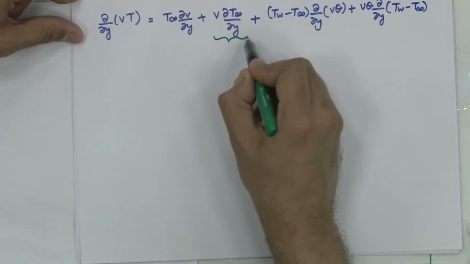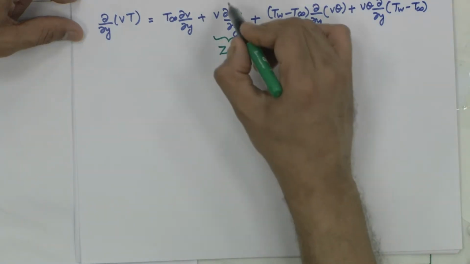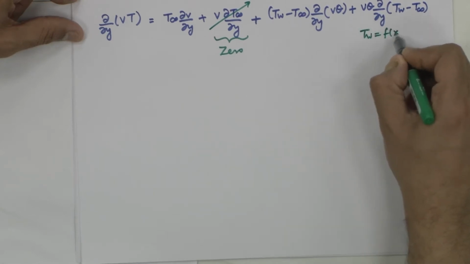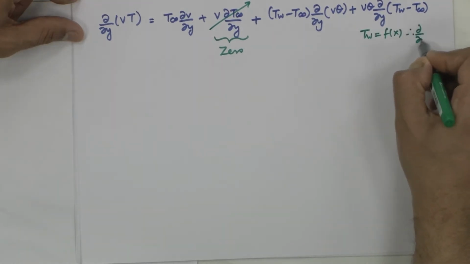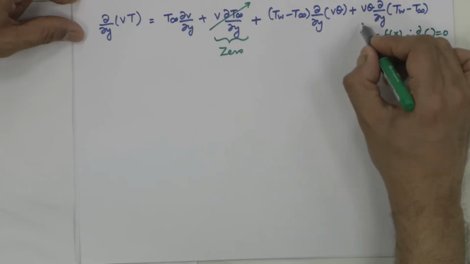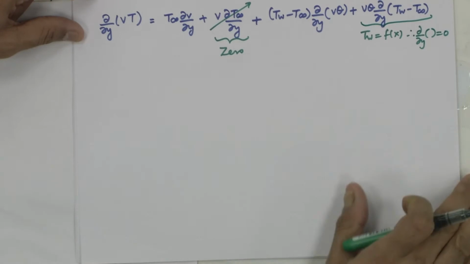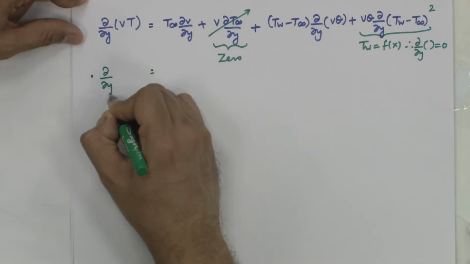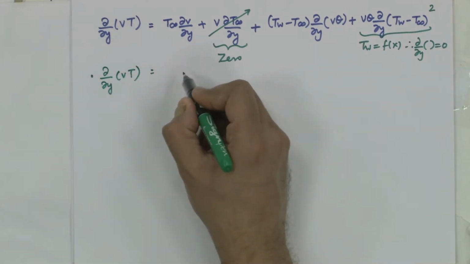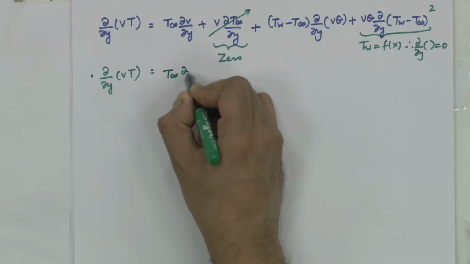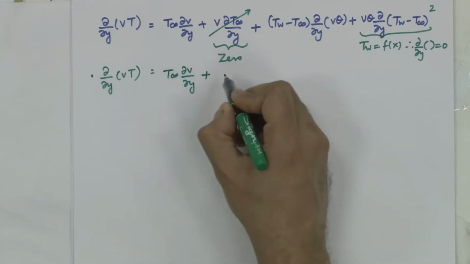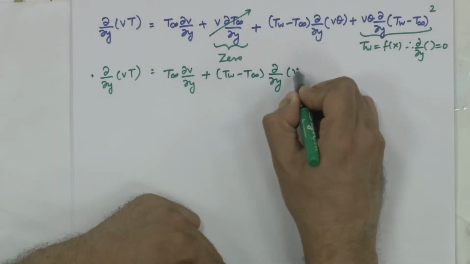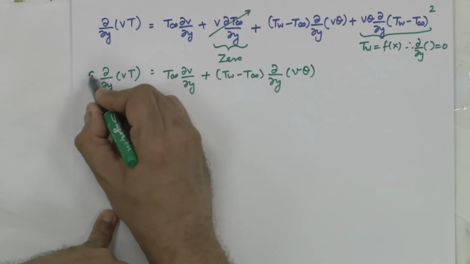Notice this is also 0 because T infinity is constant. This one, Tw is a function of x only, therefore, derivative with respect to y is 0. So, this term will drop off because Tw is only a function of x. So, I am left with the second term of the left hand side, d by dy of Vt is nothing but T infinity dV by dy plus Tw minus T infinity d by dy of V theta. This is something which we will keep aside.